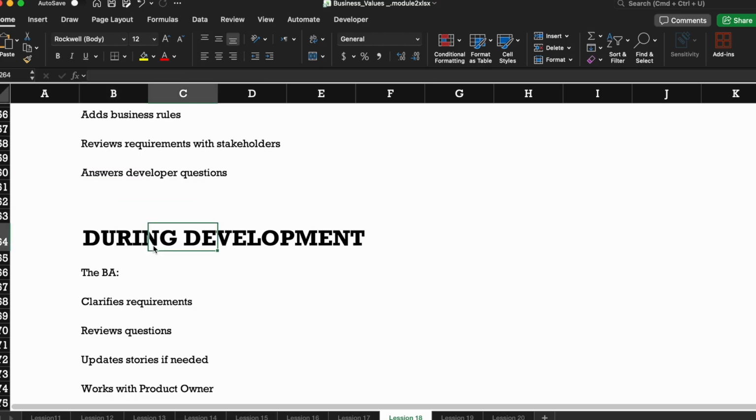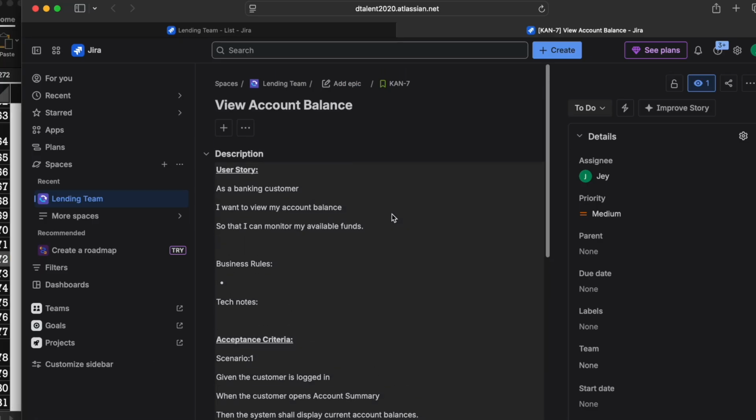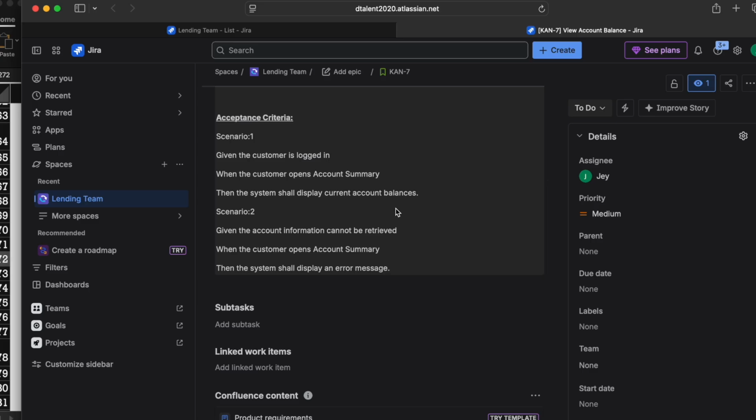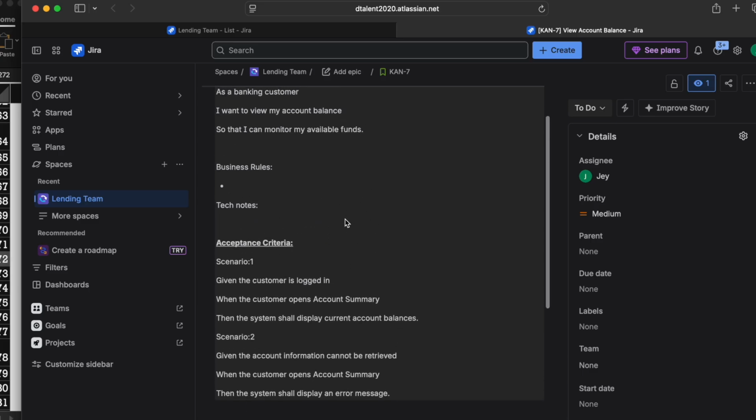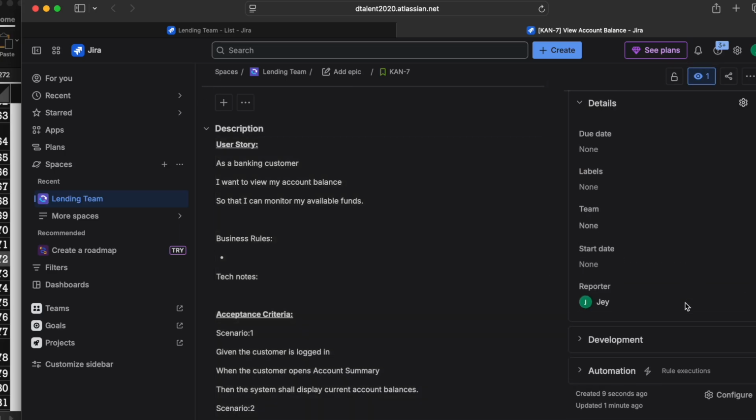Okay, so during development, the BA clarifies requirements, reviews questions, updates stories. So if you write the user story clearly, because someone is going to look at this ticket, this user story, and start development. What I will usually do, if you are working on multiple projects, you may have like 50 to 100. I'm just giving you an idea. Sometimes you have more user stories, sometimes fewer, but normal standard, maybe you have 50 to 100 user stories.